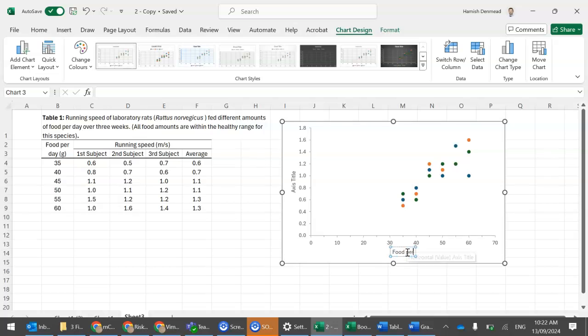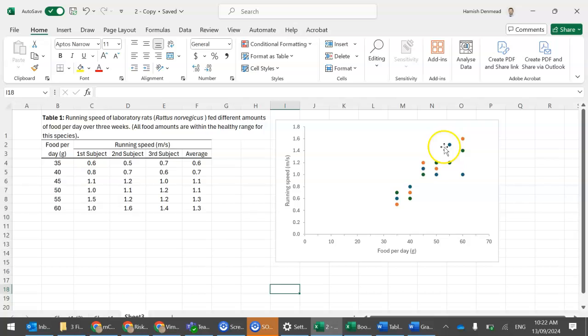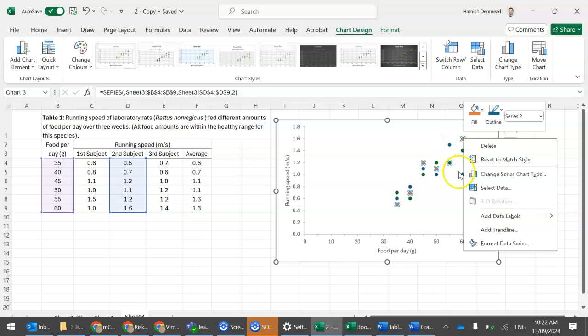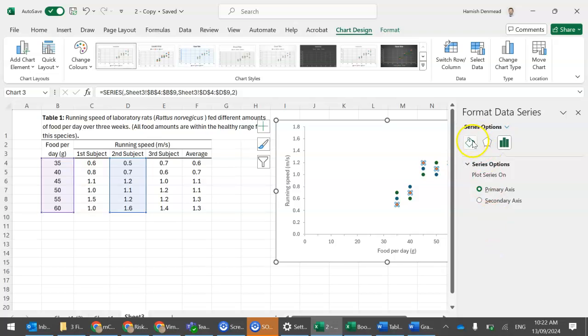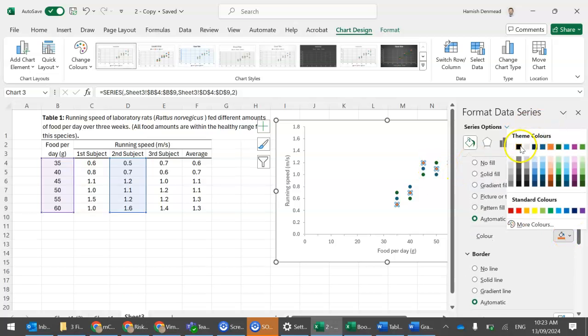All right, so we had food per day the rats were fed. Then we have their running speed in meters per second. And we basically have the scatter plot. Like I said, we don't need separate colors. So what we can do is edit each one of these data series separately. So right click on the orange data series, go to the paint bucket, and we'll go to marker, which is the actual dots. And you can see here they're colored orange. So let's make all of our markers black.